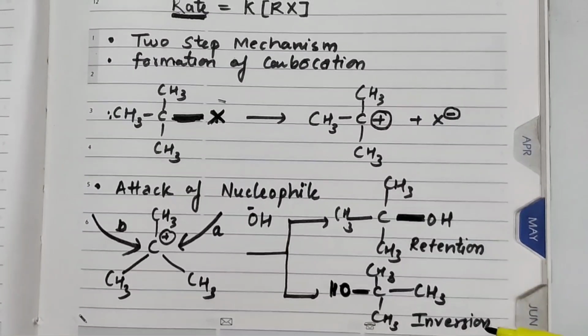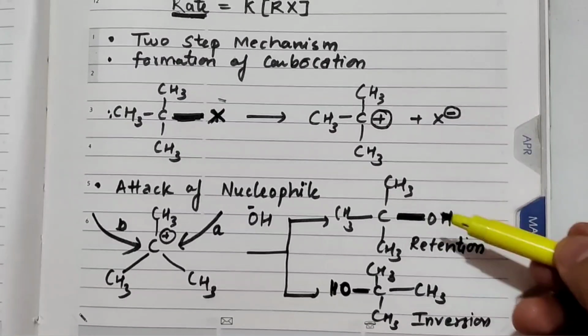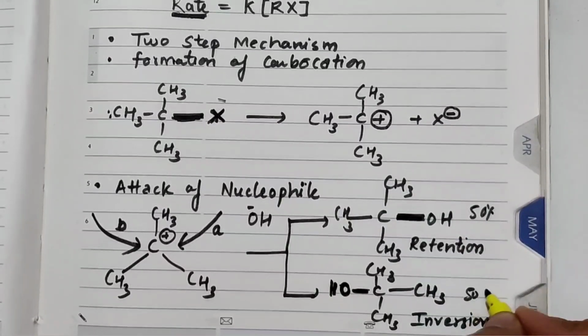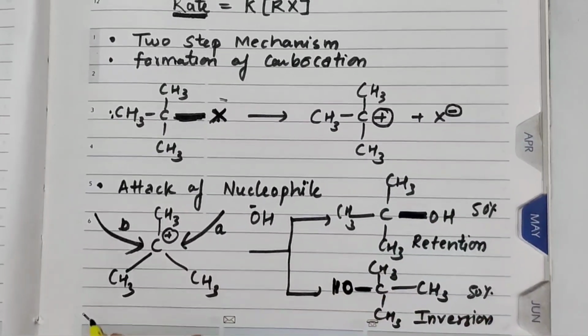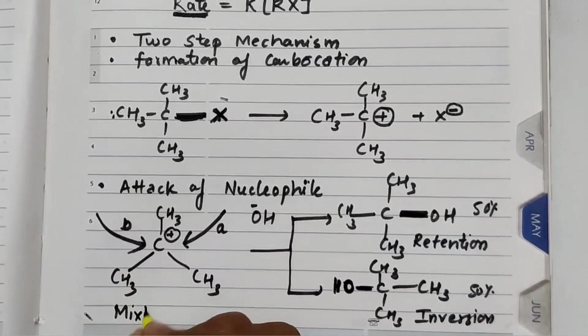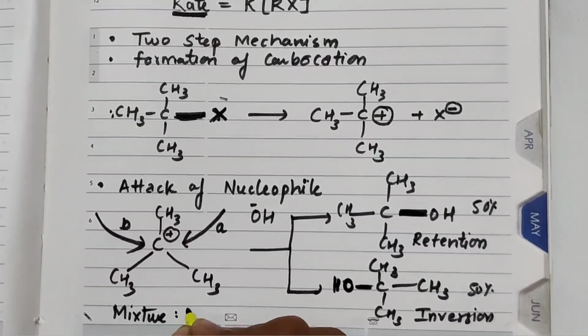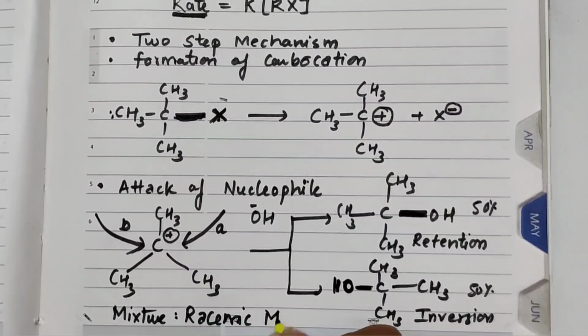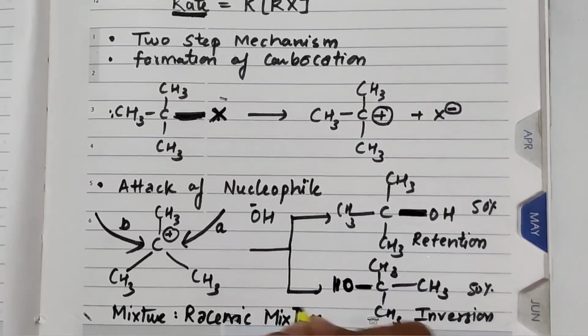One is retention, one is inversion. That is, 50% retention takes place, 50% inversion takes place. So we get a mixture. Now this mixture is known as a racemic mixture. So this is the third property.